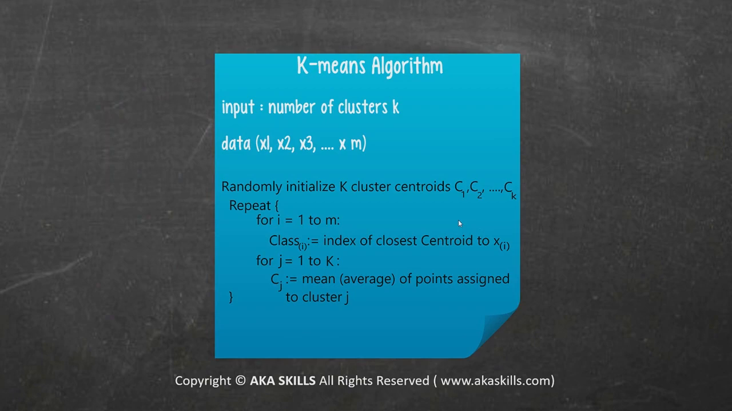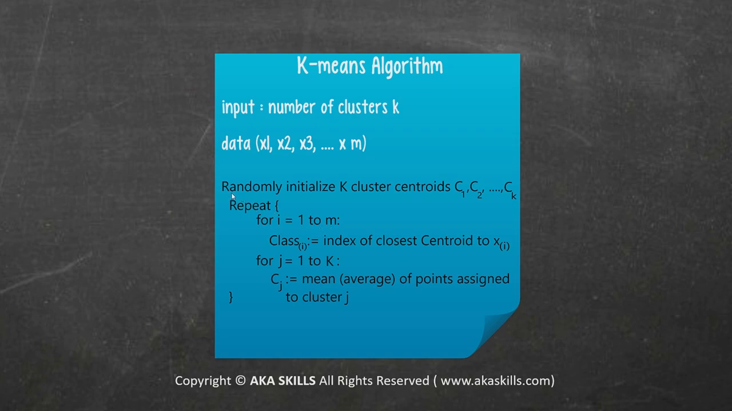Now the K-means algorithm. Again, I'm going to define it more mathematically, not just by drawings. So the input simply is the number of clusters and the data x1, x2, x3 until xm. So we have m data points. We have the number of clusters. We choose 3 in our example. It can be any other number.